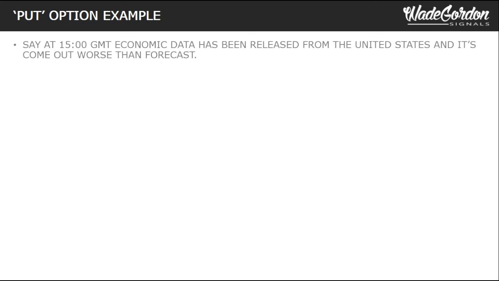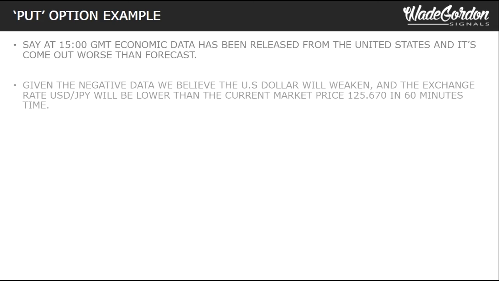Now let's cover a put option example. Say at 1500 GMT, economic data has been released from the United States and it's come out worse than forecast. Given the negative data, we believe the US dollar will weaken and the exchange rate US dollar Japanese yen will be lower than the current market price 125.670 in 60 minutes time.